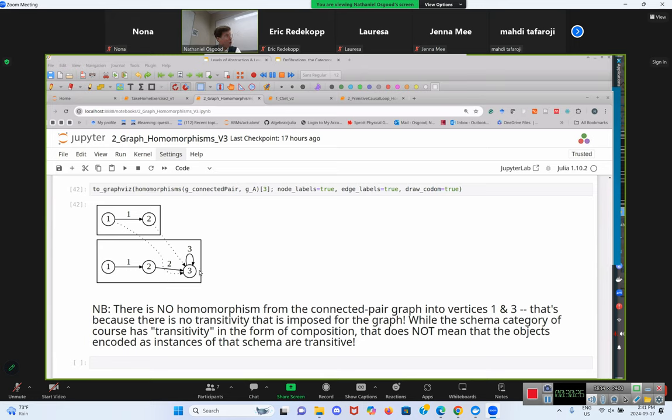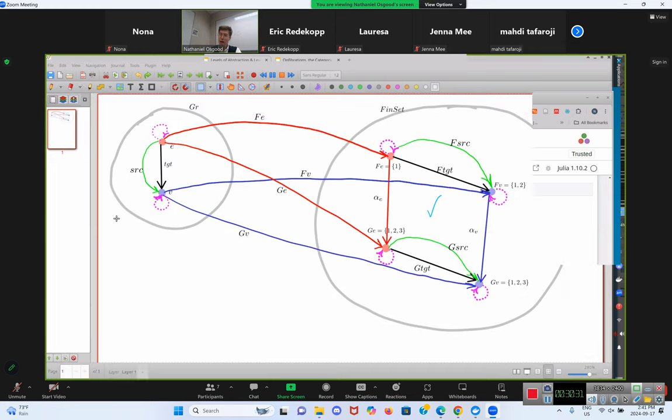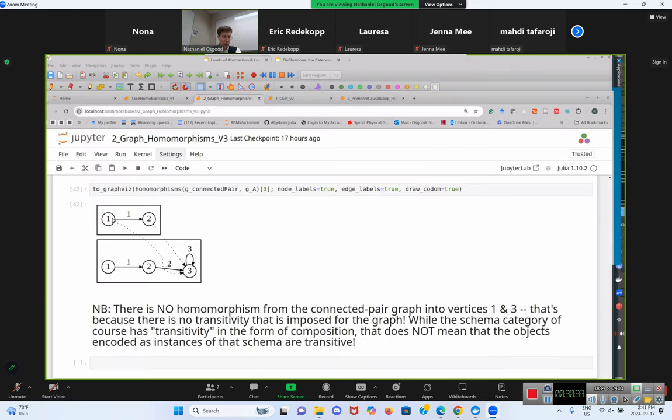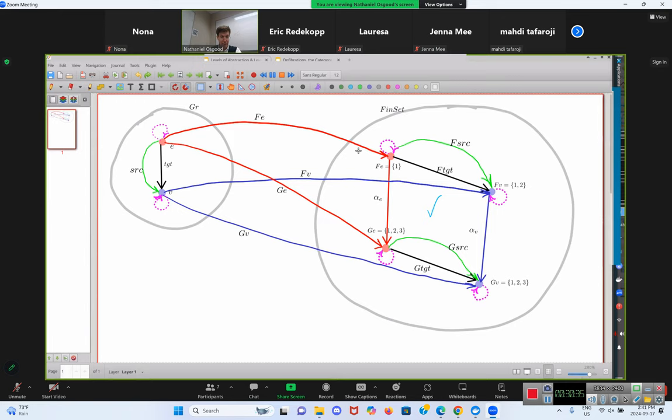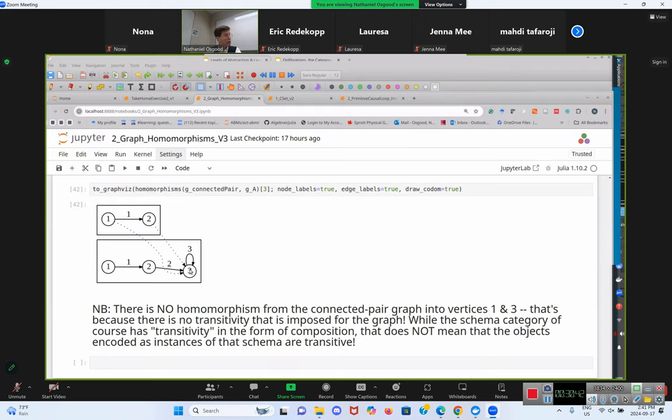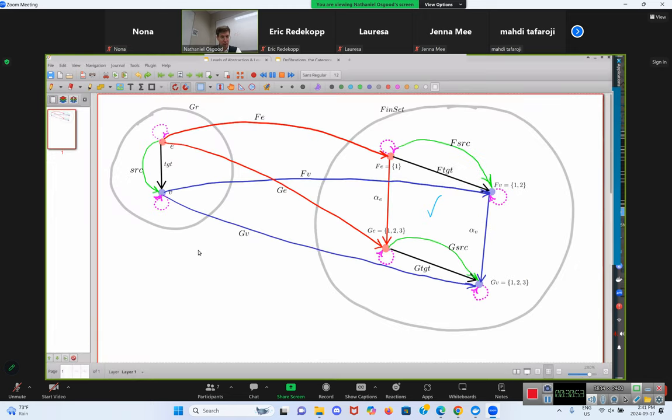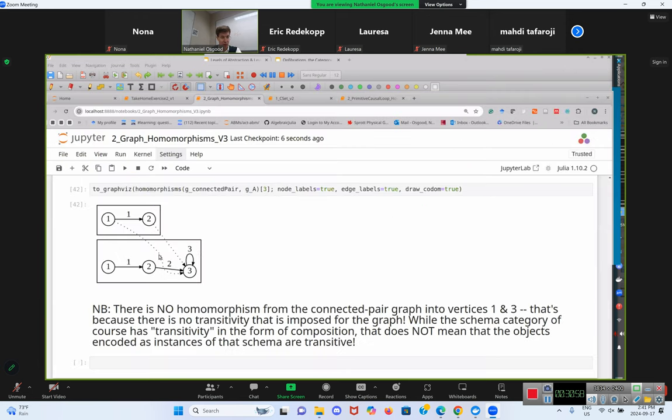In both cases, I hope it's clear that you're starting here with an edge in the first graph, that's F of E. And I have to be able to get to a vertex in the target graph in two different ways. They have to be the same. Do you get that? Are we comfortable with that? So this is for this particular case that we're looking at here.